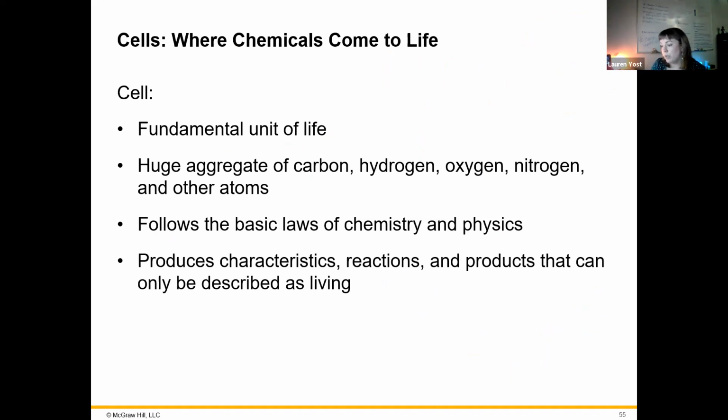So cells, this brings us to that concept of cells. We talked about all the building blocks of cells essentially so far in the chemistry chapter. As far as the chemistry of cells go, we have a lot of carbon, hydrogen, oxygen, nitrogen, and other atoms. And we'll get into the details of that. This follows the basic laws of chemistry and physics. These are our fundamental units of life. They produce characteristics, reactions, and products that can only be described as living. Viruses do not have this.